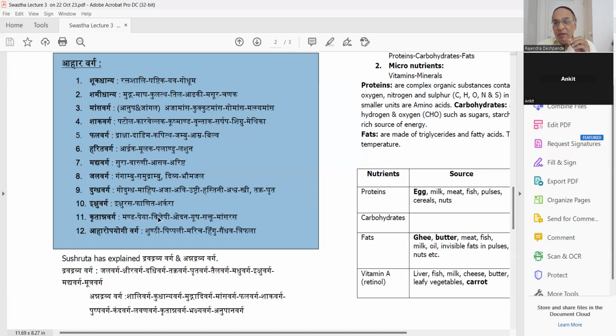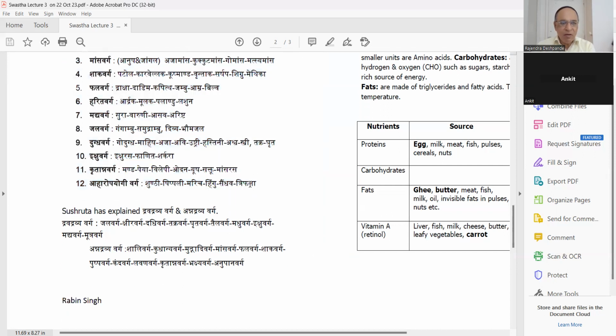But manda peya vilepi is very, very important for all the time in your life after panchakarma. Samsarjana krama: diet advice is given on the basis of manda peya vilepi. Then yavagu, yusha, saktu, and mansarasa. Ahar upayogi varga, that is spices: shunthi, ginger, pippali, long pepper, marich, black pepper, hingu, asafoetida, saindhav, and triphala.